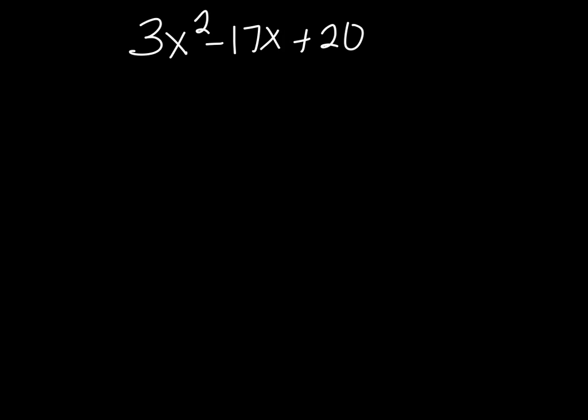To factor this, we're going to first multiply the 3 times the 20. A lot of people call this the AC method because this is A and this is C. So when we do that, we get 60. Now I'm going to take factors of 60.